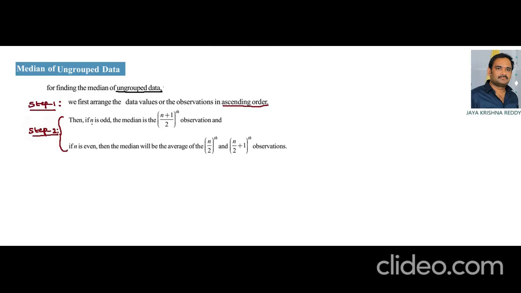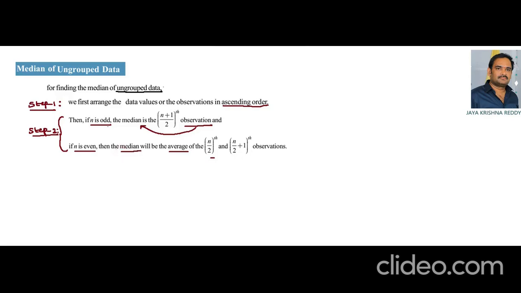If n is odd, where n means the number of observations in the data, then the (n plus 1) by 2th observation is the median. And if n is even, meaning the number of observations is even, then the average of the n by 2th and the (n by 2 plus 1)th observations will be the median.